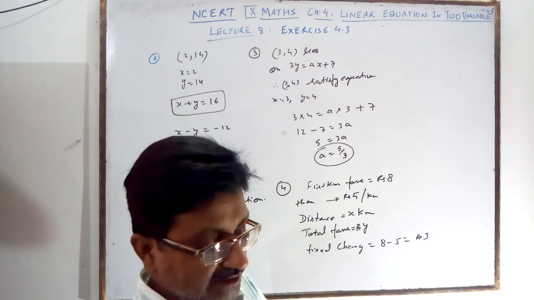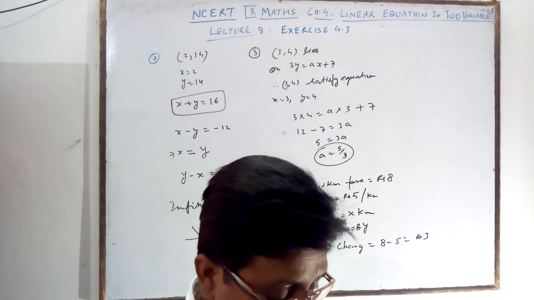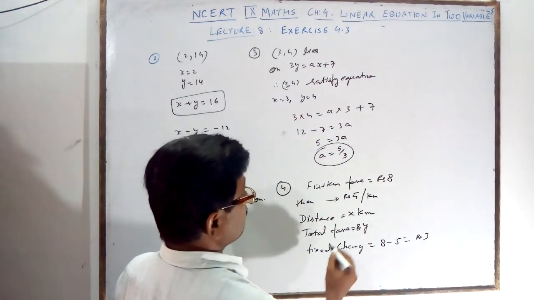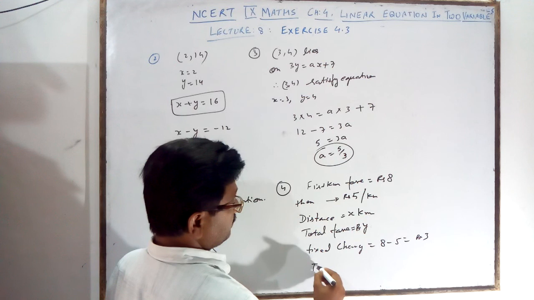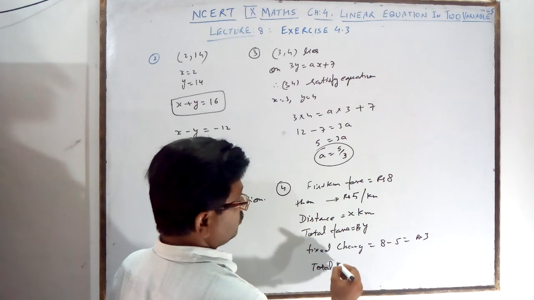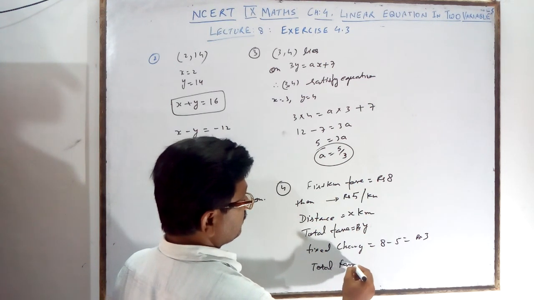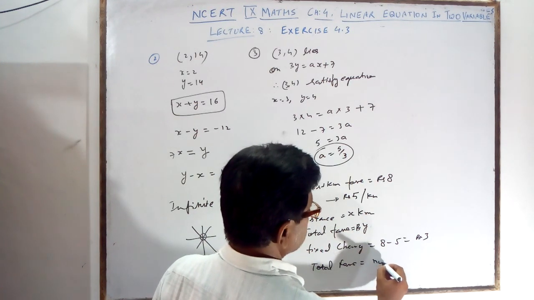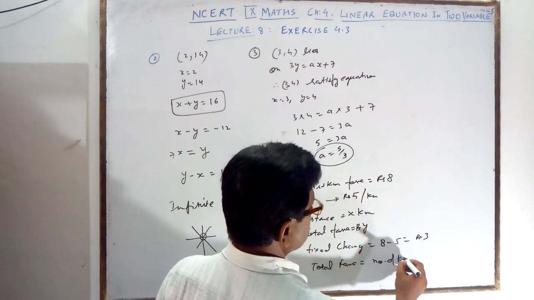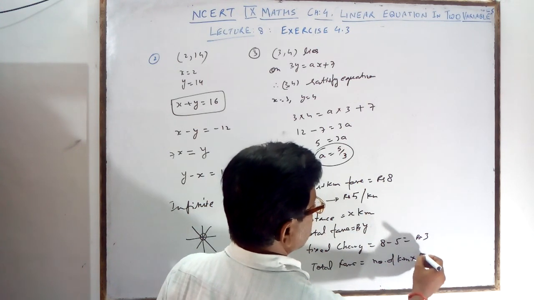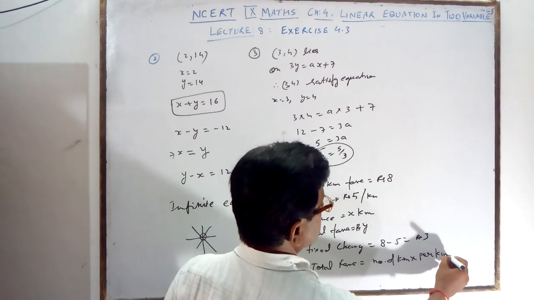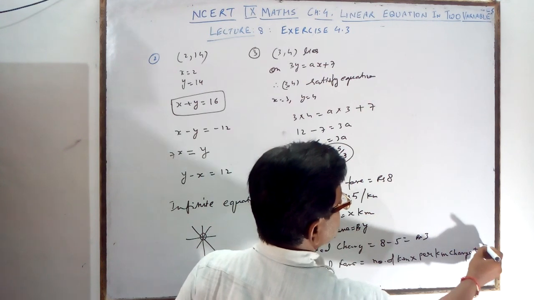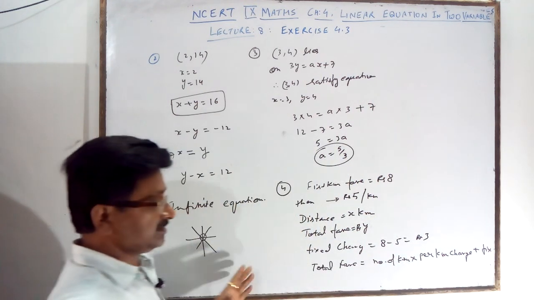What is the equation you will get? Total fare is equal to number of kilometer into per kilometer charge plus fixed charge. It is the formula, very simple.